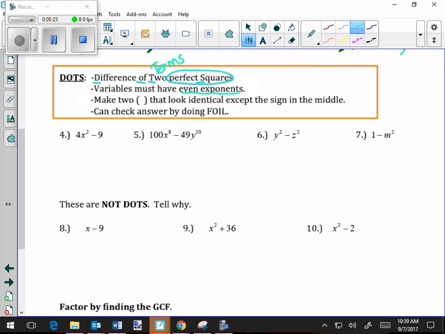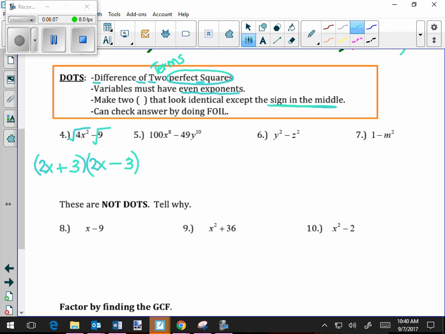The rule for this is you make two parentheses that look identical to each other except for the sign in the middle. And then to get the terms that start and end your parentheses, it's going to be dependent on what your original problem starts and ends with. So essentially, I'm square rooting 4x squared. The square root of 4 is 2. The square root of x squared is x to the first. So both of my parentheses start with that same thing. The square root of 9 is 3. So both of my parentheses end with 3. And the rule is you have opposite signs in the middle. So one's a plus and one's a minus.